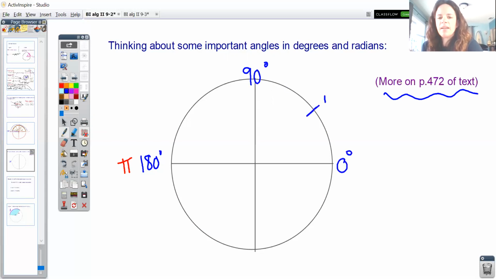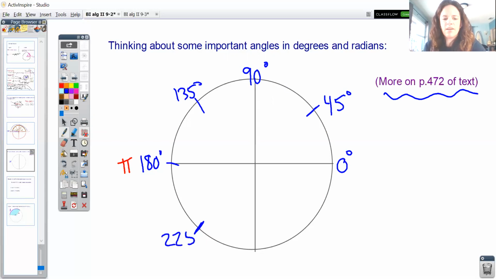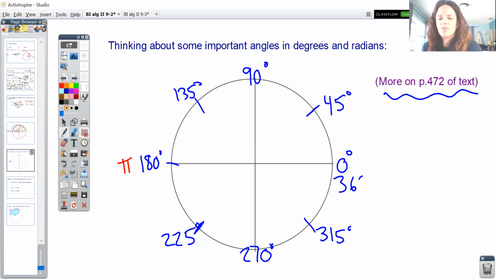And if I break that 90 degrees in half, I'd land at 45. And so if I count by 45s, I would have 45, 90, 135, 180, add another 45 over here, I get to 225. And then this would be 270, and then 315, and 360. Those are all pretty important.